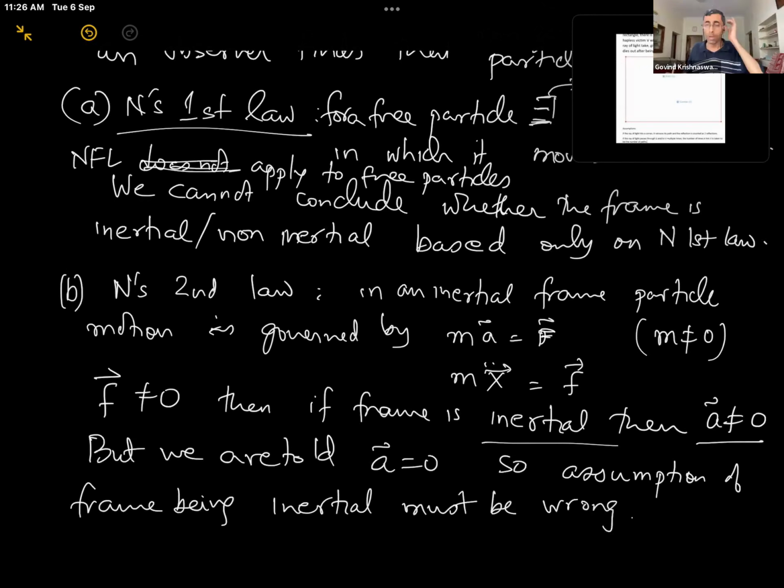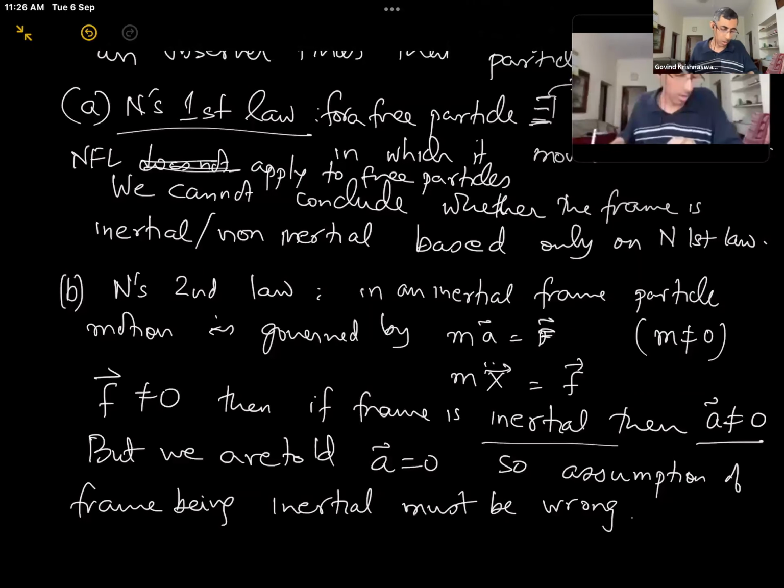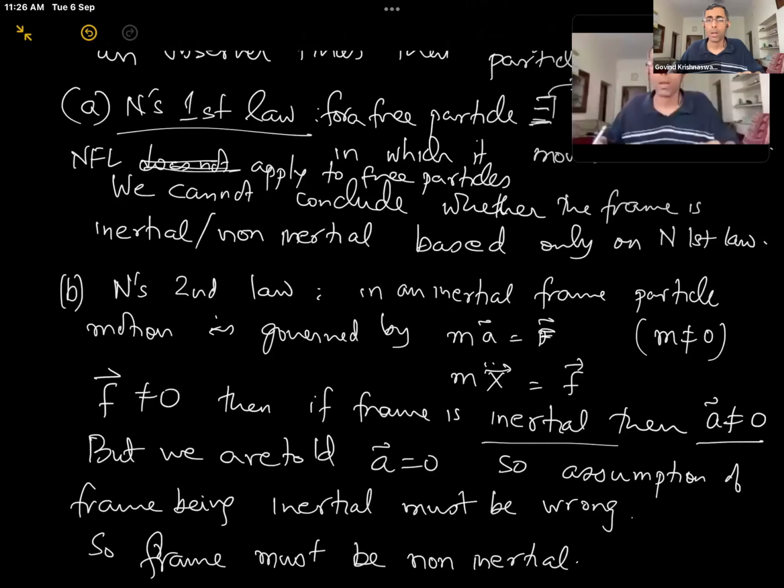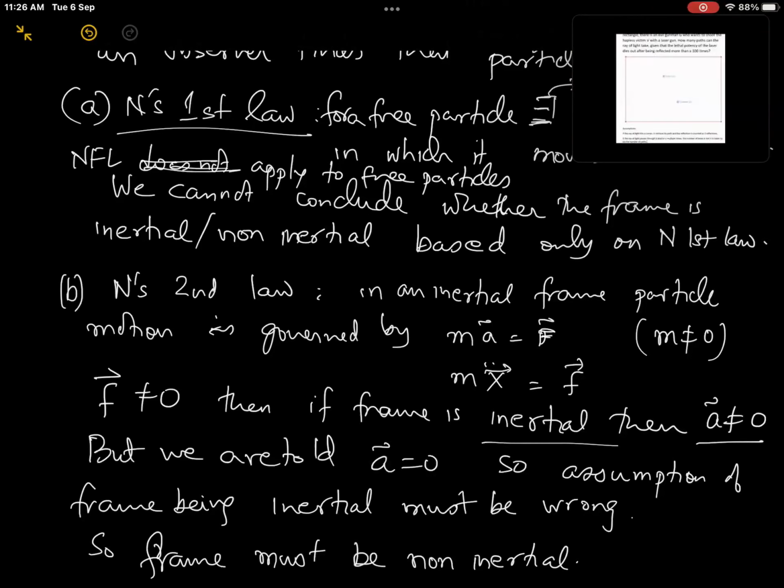Okay, so in other words, the frame must have been non-inertial. Okay, so that is as far as this part B is concerned.